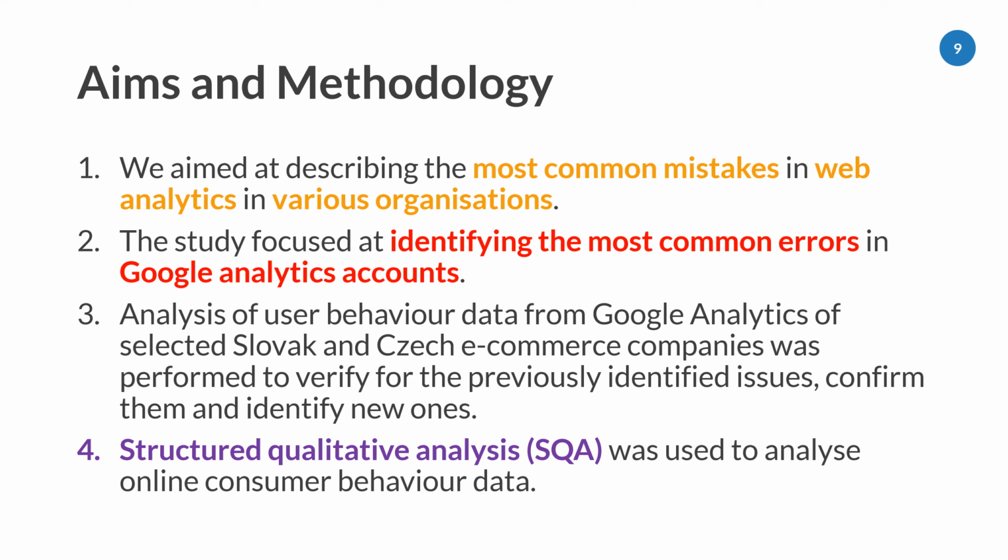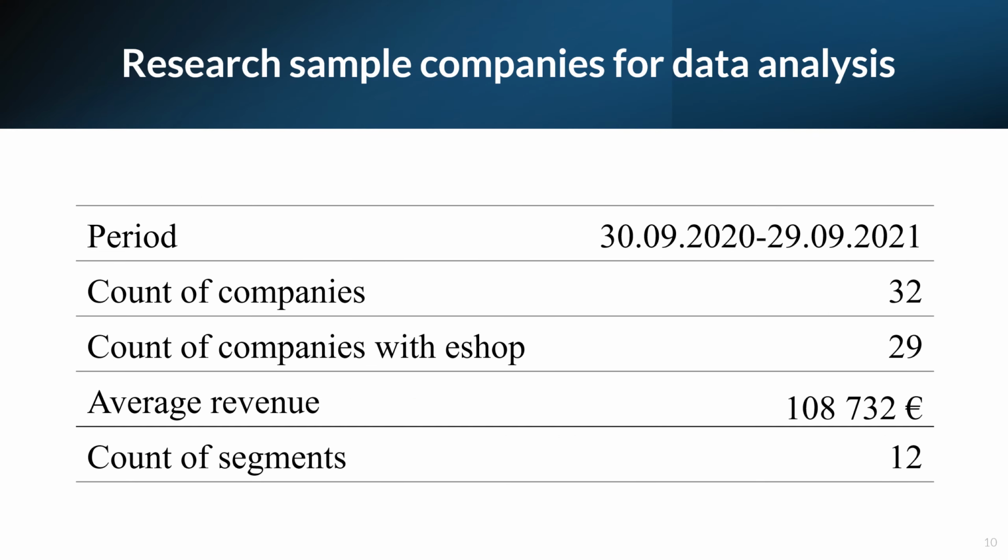Following this, analysis of user behavior data from Google Analytics of selected Slovak and Czech e-commerce companies was performed to verify the previously identified issues, confirm them, and identify new ones. Structured qualitative analysis (SQL) was used to analyze online consumer behavior data. The research period was from September 2020 to September 2021.